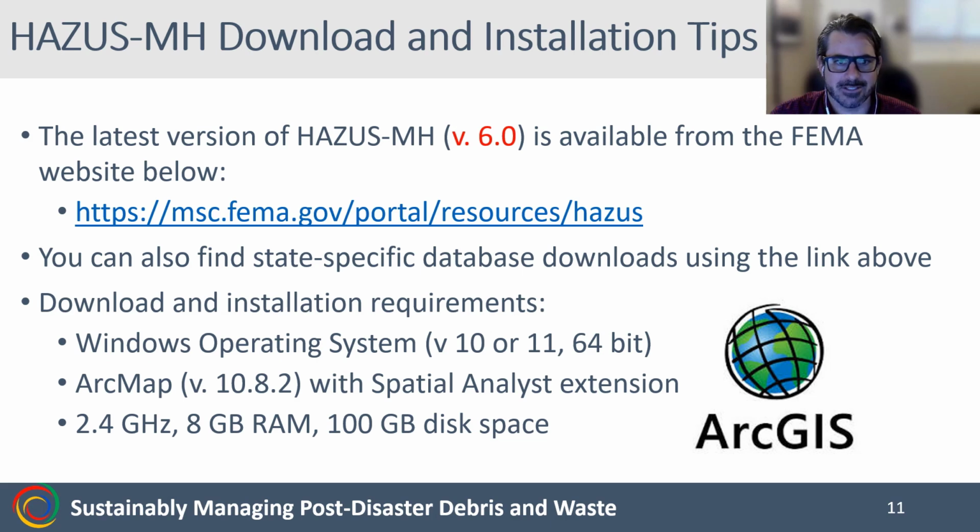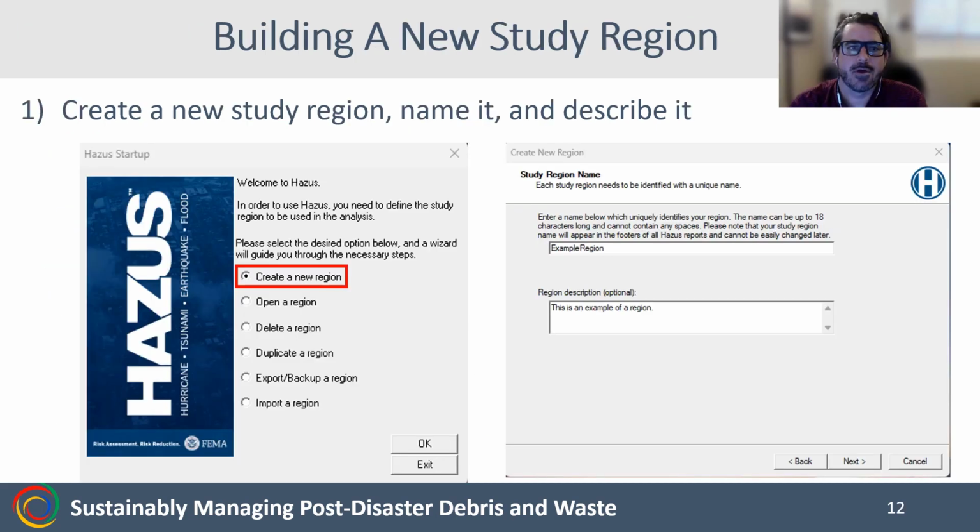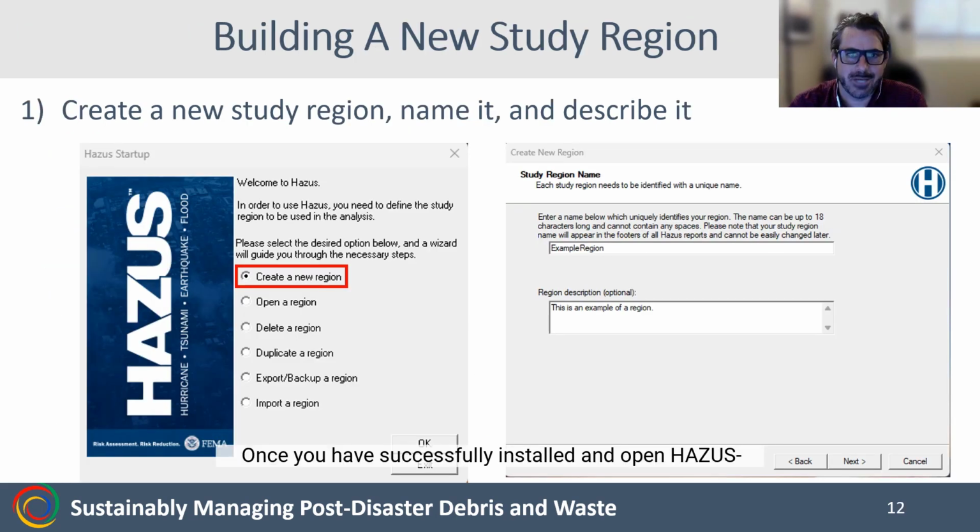Prior to installing HAZUS, please be sure that these requirements are met, otherwise you will encounter some difficulties in the download process. You can follow the specific download and installation steps available from FEMA under their YouTube channel page, which also reviews how to download and install the state-specific databases required to run HAZUS-MH simulations for your disaster-affected region of interest. Once you have successfully installed and opened HAZUS-MH, you will now be able to build a new study region.